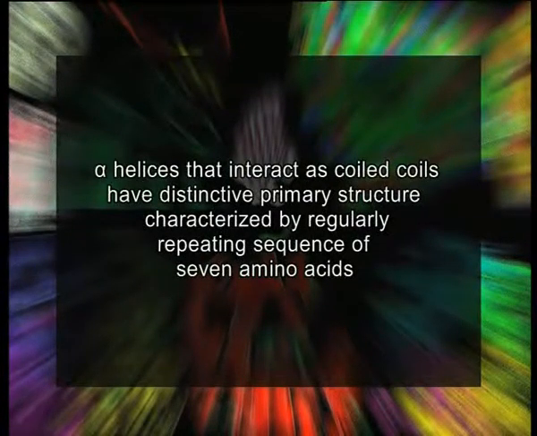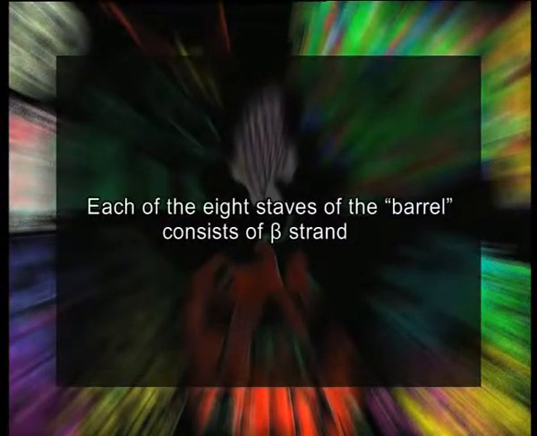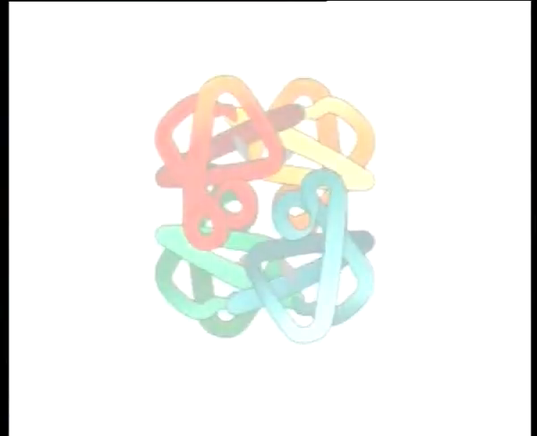One of the complex motifs is the alpha beta barrel, which was originally discovered in the enzyme triose phosphate isomerase and has since been found in up to 10% of all enzymes. Each of the 8 staves of the barrel consists of a beta strand. Together, the 8 barrel beta strands form the interior of the barrel situated in the core of the protein.